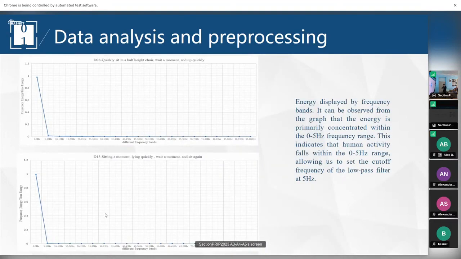Splitting the energy by frequency bands, we can see the energy is mainly concentrated in the zero to five hertz range. It indicates that human falling activity lies within the zero to five range, so we can use a low pass filter with a cutoff frequency of five hertz.